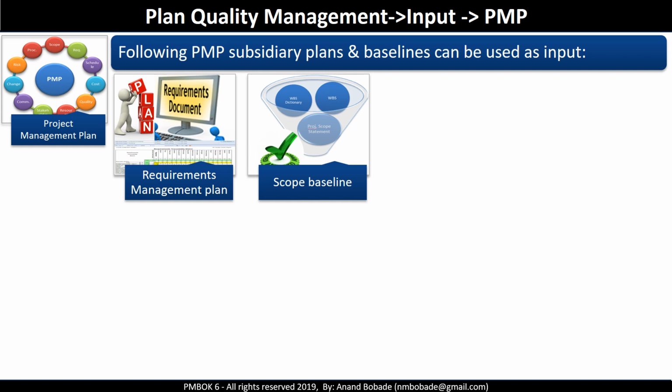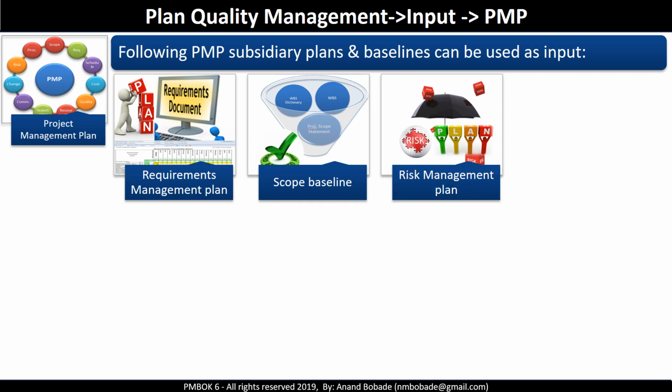The requirements are broken down into the deliverables in the project scope statement, and these in turn are broken down into work packages in the work breakdown structure. And finally, WBS dictionary provides details like resources, material, cost of each work package.